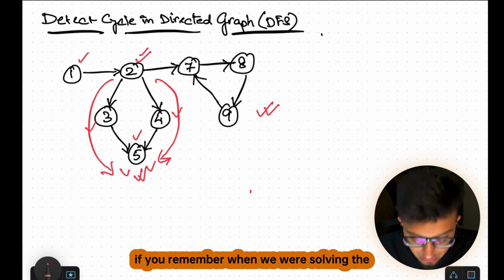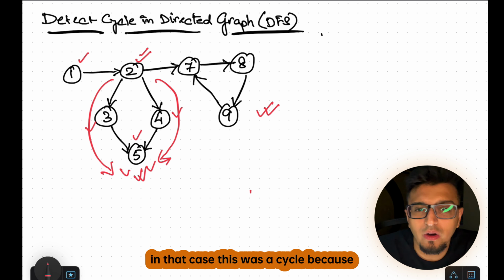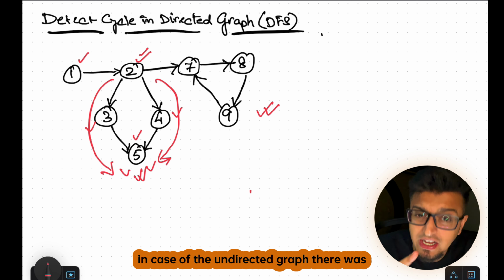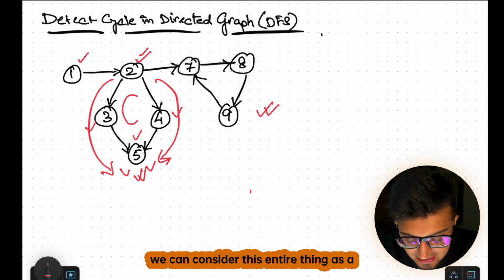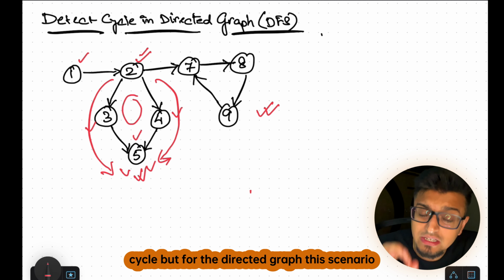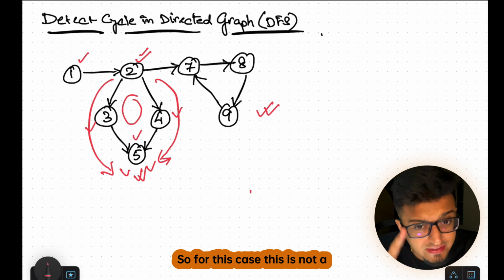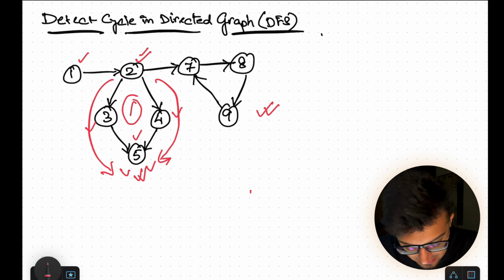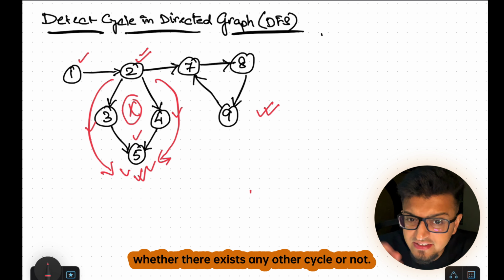If you remember, when we were solving the same type of problem for the undirected graph, in that case this was a cycle, because in an undirected graph there was no direction associated. That's why we could consider this entire thing as a cycle. But for the directed graph, this scenario is a bit different. So for this case, this is not a cycle. Let's proceed further and check whether there exists any other cycle or not.